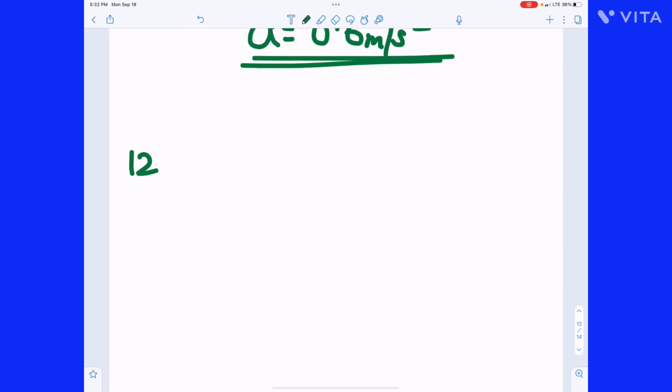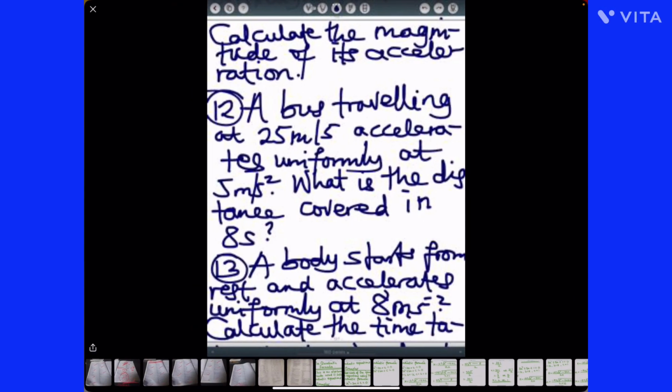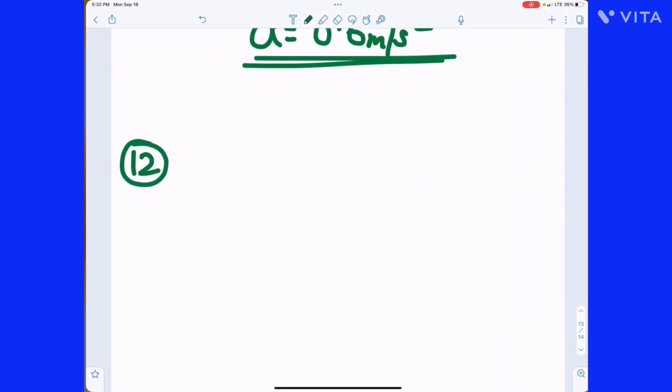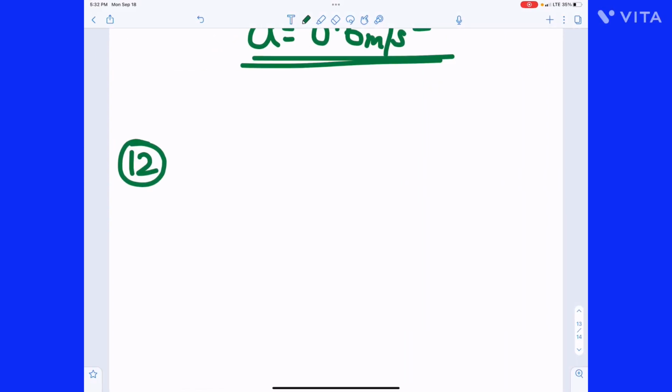Question 12 now. Let's go to question 12. It's getting interesting. A bus traveling at 25 meters per second accelerates uniformly at 5 meters per second squared. What is the distance covered in 8 seconds? Okay, I've not been drawing graphs. I should be drawing graphs all the time.